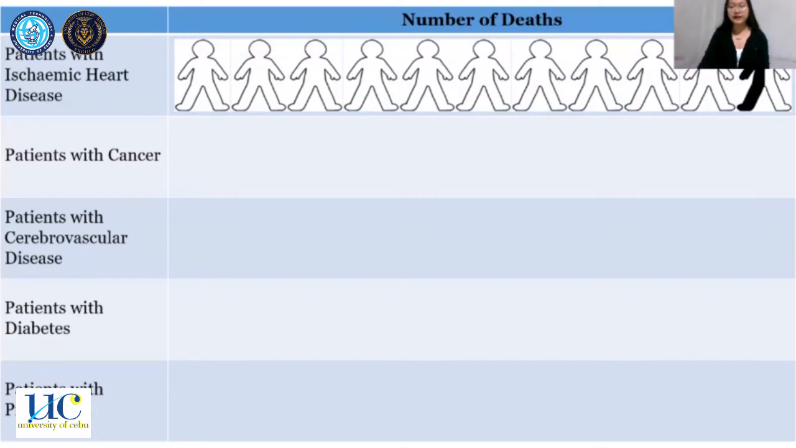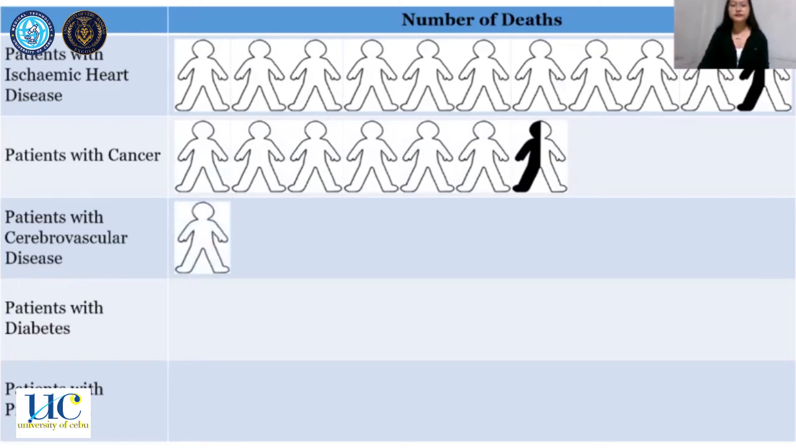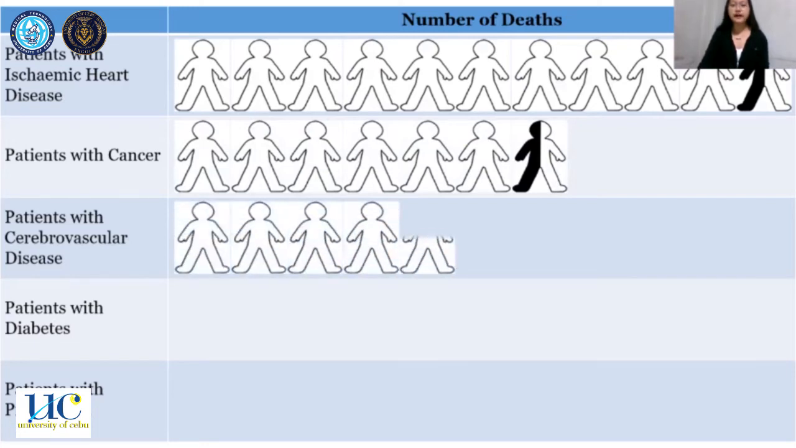Next is our patients with cancers, with 65,000 patients. 65,000 divided by 10,000 is equal to 6.5. So 1, 2, 3, 4, 5, 6 and a half equals 6.5 symbols. Patients with cerebrovascular disease, same as our patients with cancer. So 1, 2, 3, 4, 5, 6. 6.5 symbols equals 65,000 patients.